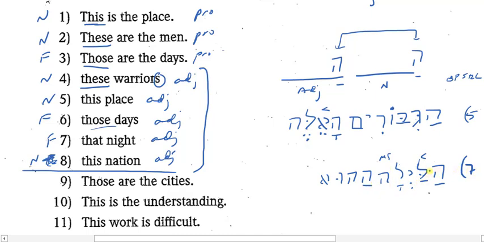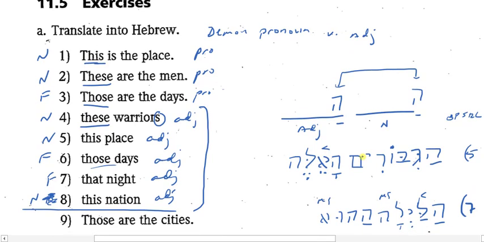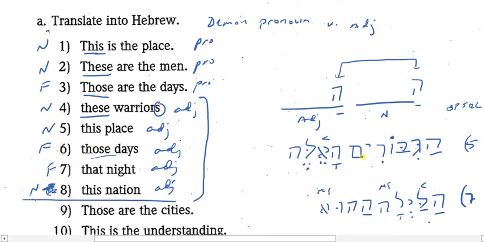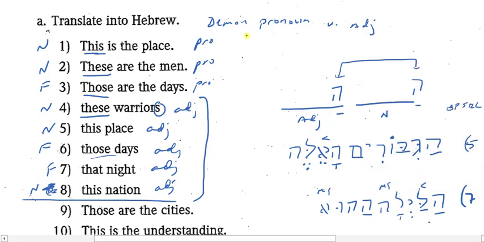How will I translate this in literal order? The night, that, which is to say, that night. That night. Okay, good. So when my demonstrative is an adjective, it's fairly easy to spot that way. When my demonstrative is a pronoun, it's also fairly easy to spot, because it will never have the article ha attached to it if it's the pronoun use.